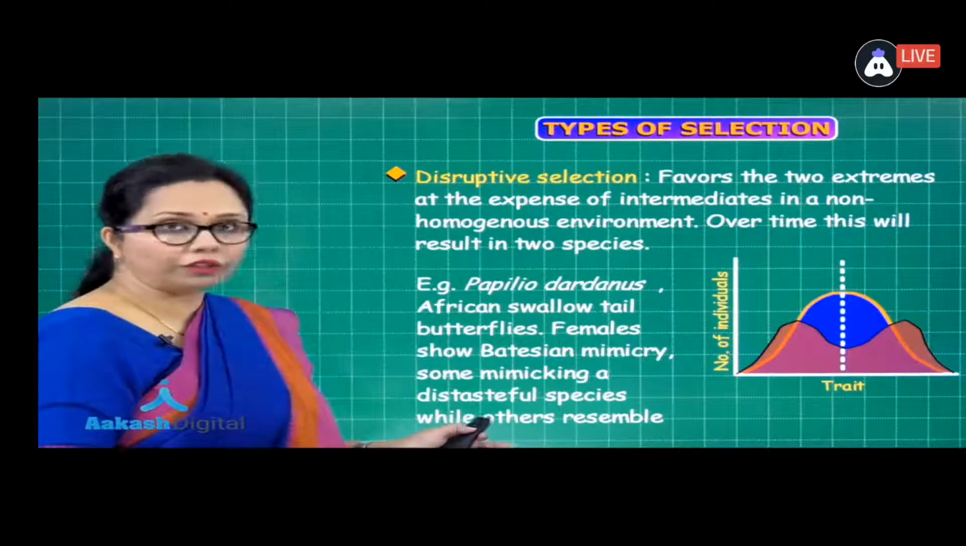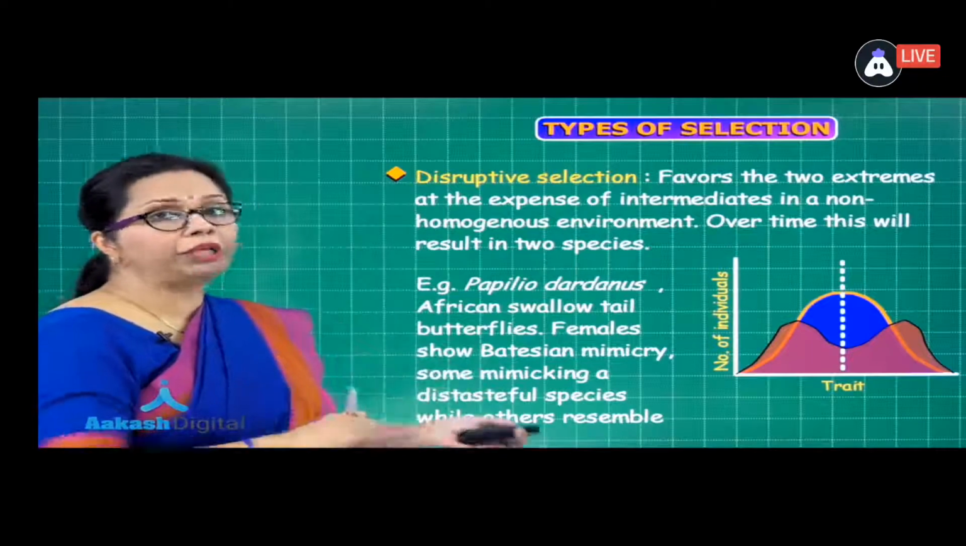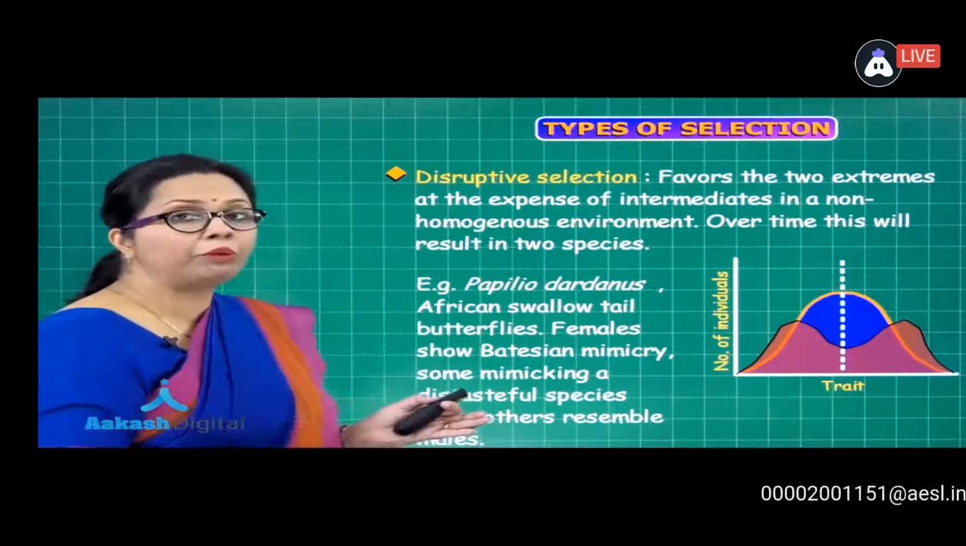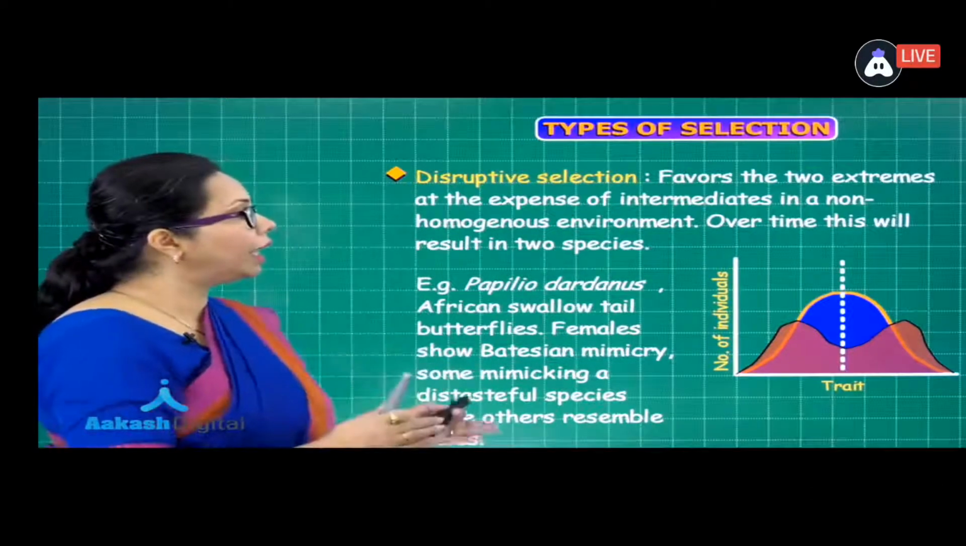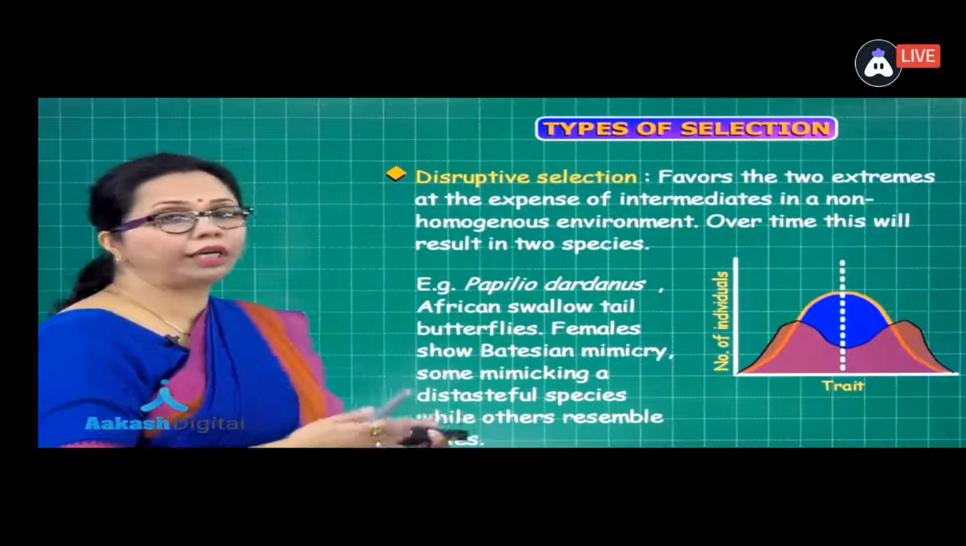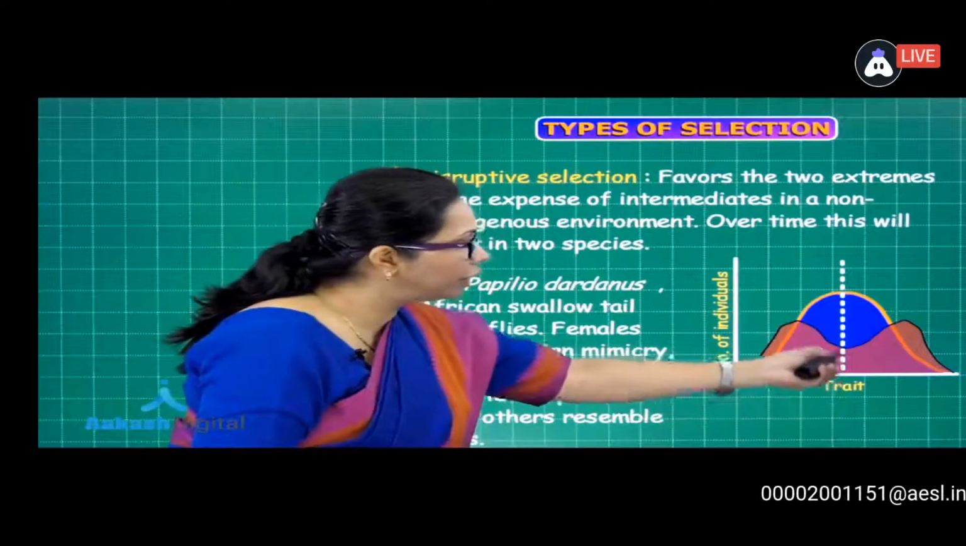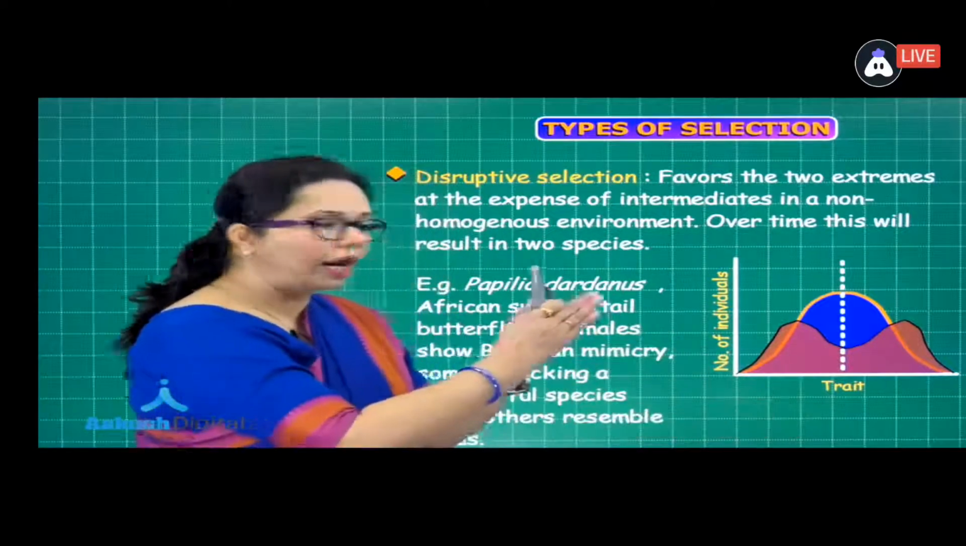They are endomorphs. And any of the females who are intermediates, that means they are not completely mimicking any of the models, then those are the ones which are easily recognized by their predators, and they are becoming lesser. And we can imagine over a period of time, these intermediates may become lesser and lesser.